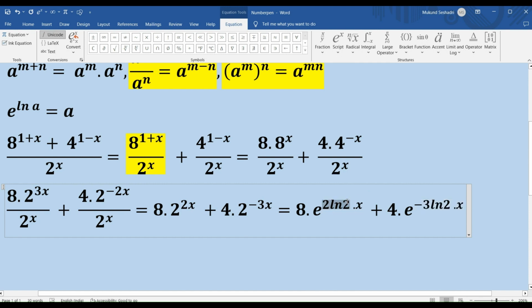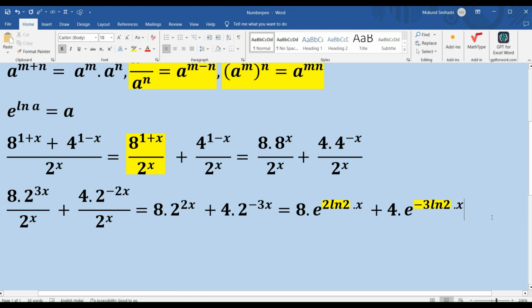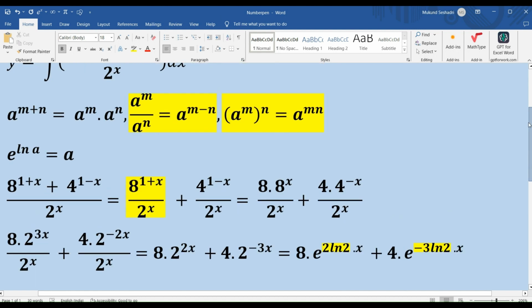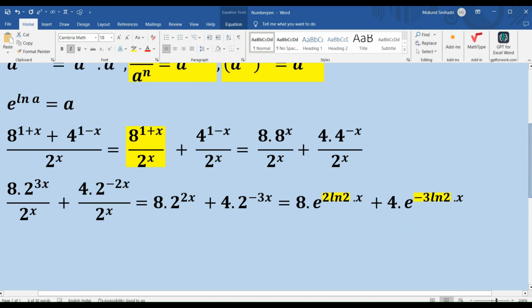So I have a 2 ln 2 in the first part, and then I have a minus 3 ln 2 in the second part, both contained in e to the power terms, right? Now, both of these are constants. My ln 2 is a constant, my 2 and minus 3 are constants. So I have a function of the type e to the power x, right? Now I go back to my y. Let us copy down the earlier y we just wrote. I'm going to rewrite this using the simplified expression we have right now in front of us.